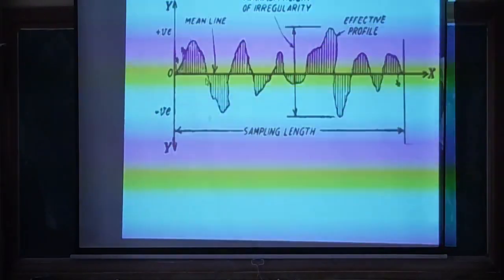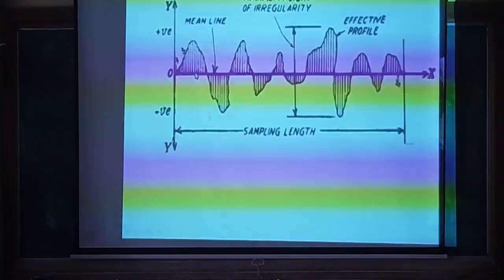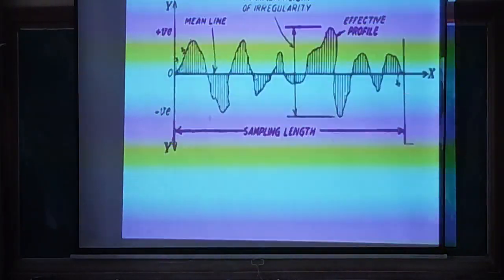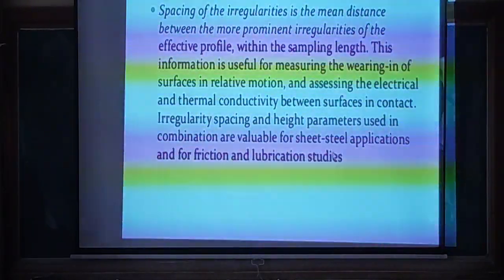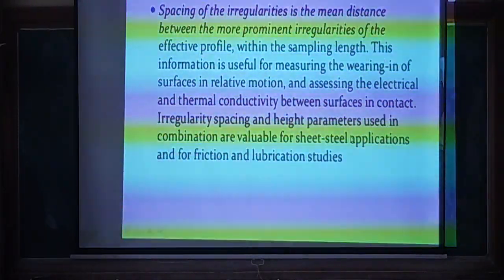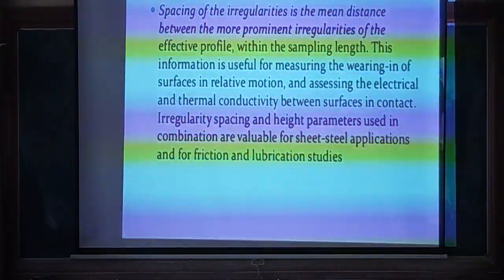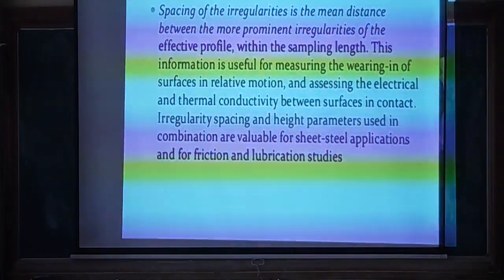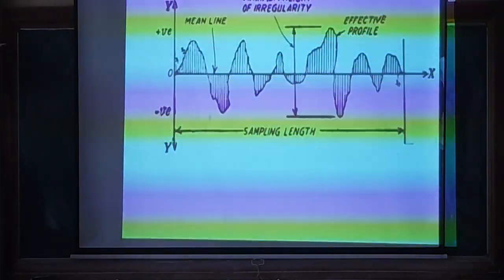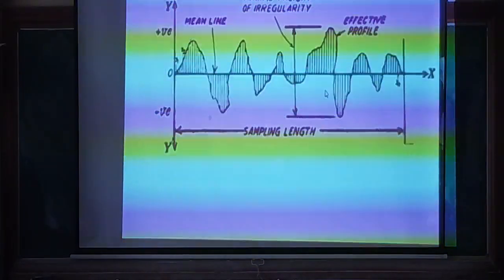Next, spacing of the irregularities. Maximum irregularity is this. Whatever the spacing is, this spacing, this spacing, this small, and again here a bigger space, then smaller. So spacing of the irregularities is the mean distance between the more prominent irregularities of the effective profile, always repetitive. That is the spacing of the irregularities, as I have told.